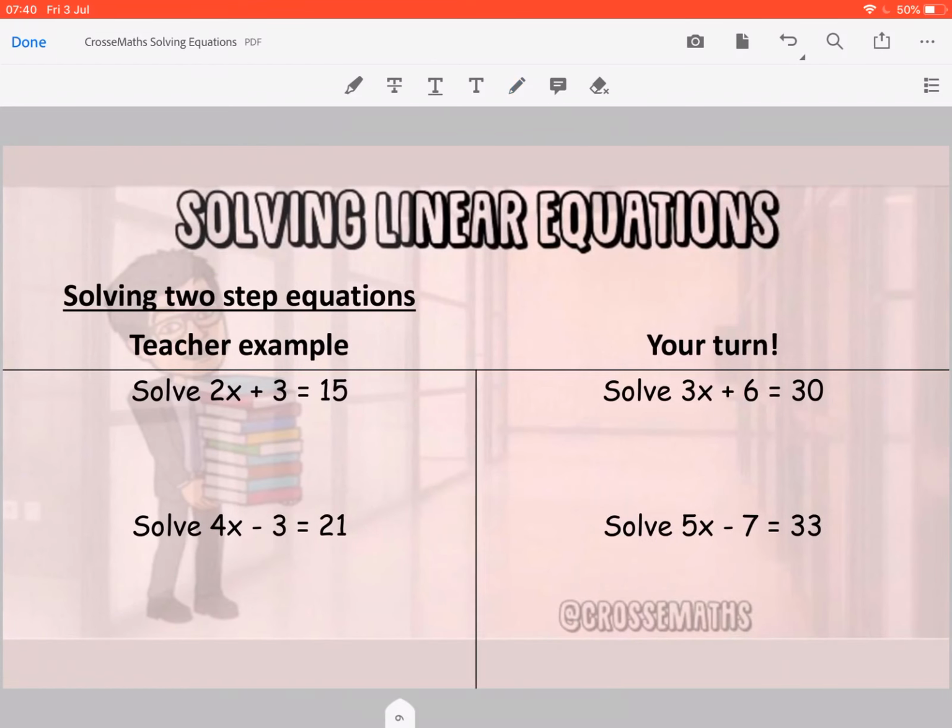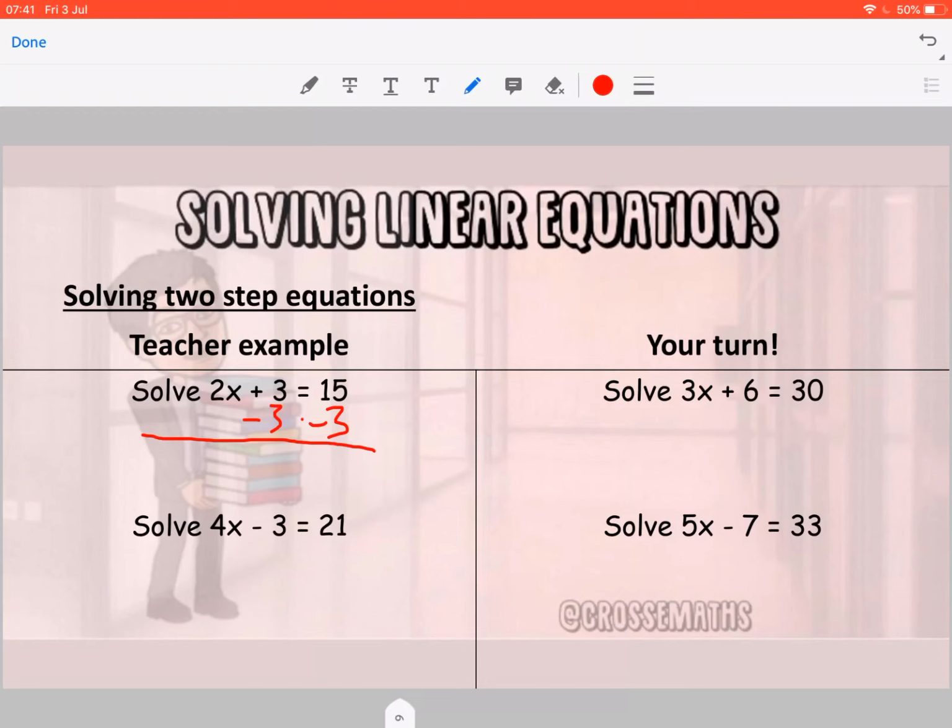Right then, so two-step. Now these are the ones you'd expect to understand by the end of year 7. If you're any younger than that, that's brilliant. But these are the ones you'd need to understand by the end of year 7. So on the left-hand side, I've got 2x plus 3 equals 15. Now you've got to get rid of the number on the right-hand side, this plus 3. You've got to get rid of that first. So I'm going to take away 3 from both sides, exactly as I did before.